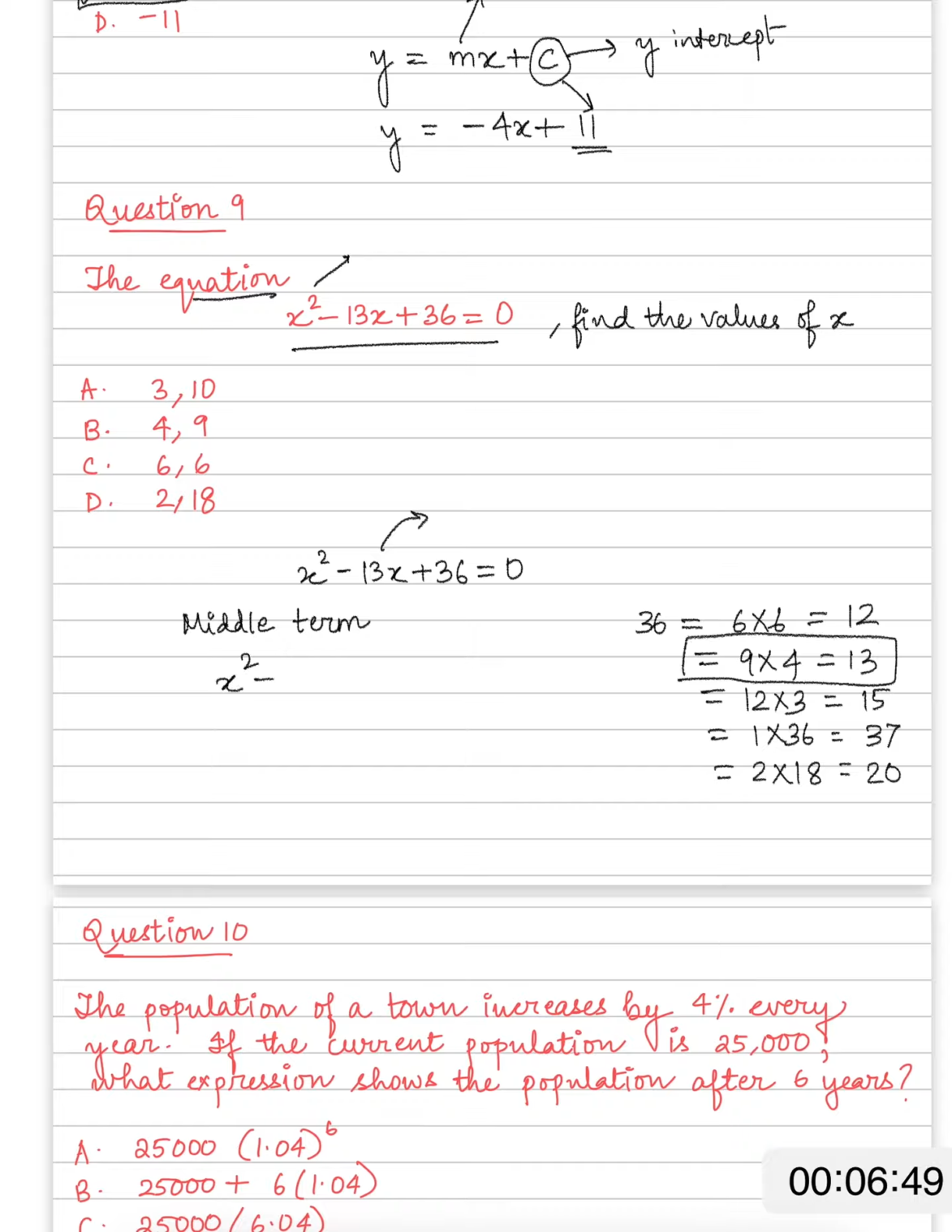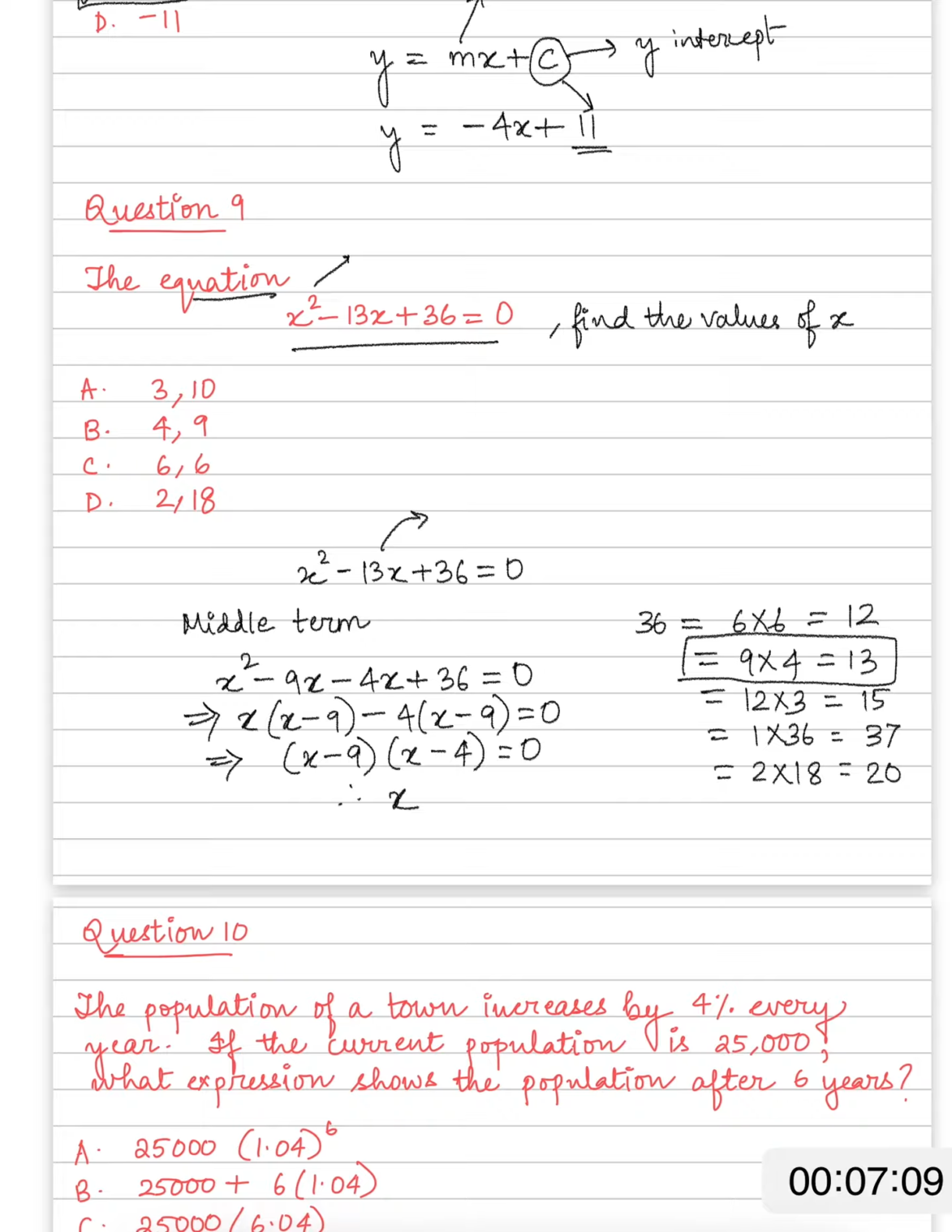So x square minus 9x minus 4x plus 36 equal to 0. X can be taken as common. X into x minus 9 minus 4 into x minus 9 is equal to 0. X minus 9 into x minus 4 equal to 0. Therefore, x will be equal to 4 or 9. This is our answer. Option B will give us the correct choice.